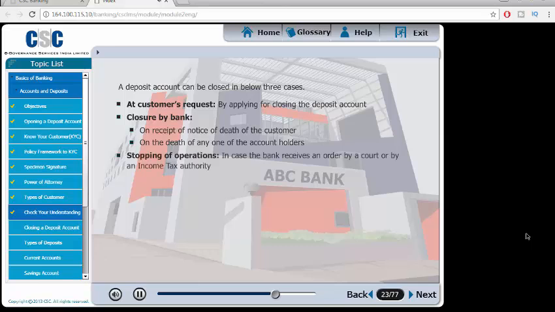Stopping of operations. A bank may stop operations in an account in case the bank receives an order by a court or by an income tax authority, until the order is lifted.